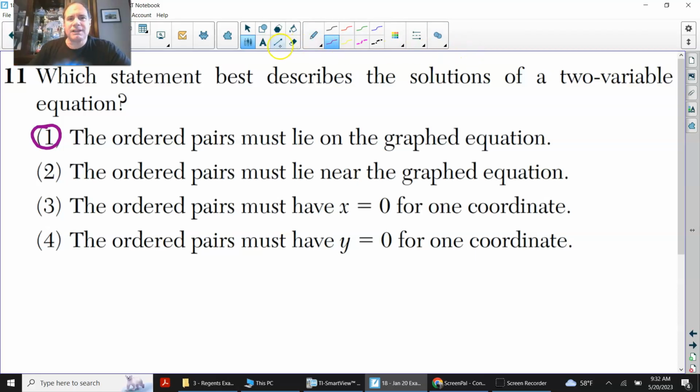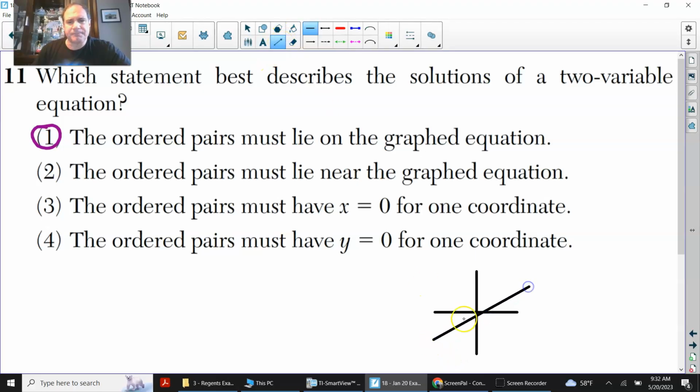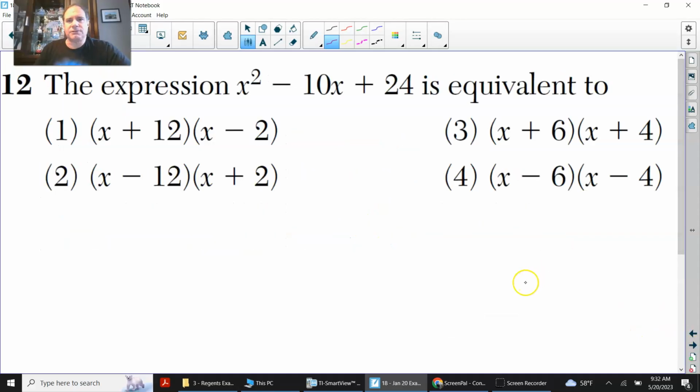So to put a little sketch together, take any kind of linear function, something like that. The solution is always on the graphed equation, not off it, not near it. Does it definitely have to have x of 0? No. Does it have to have y of 0? Absolutely not. So that's the way to do that.